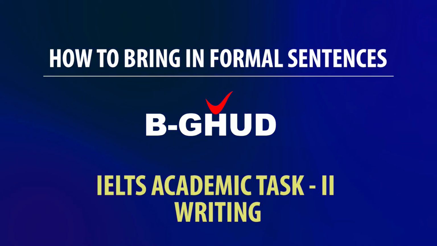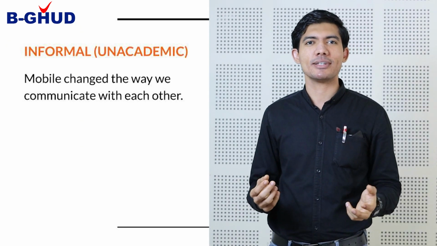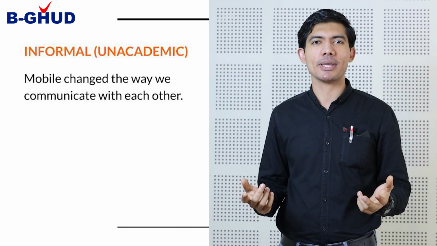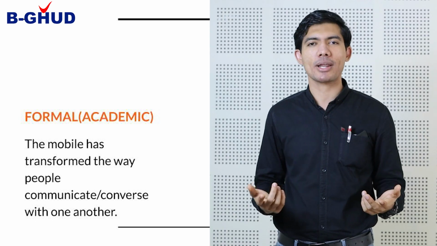Today, let's review a few examples of how to reconstruct an informal sentence into a formal one. Mobile changed the way we communicate with each other. A more academic way of writing would be, the mobile has transformed the way people communicate with one another.